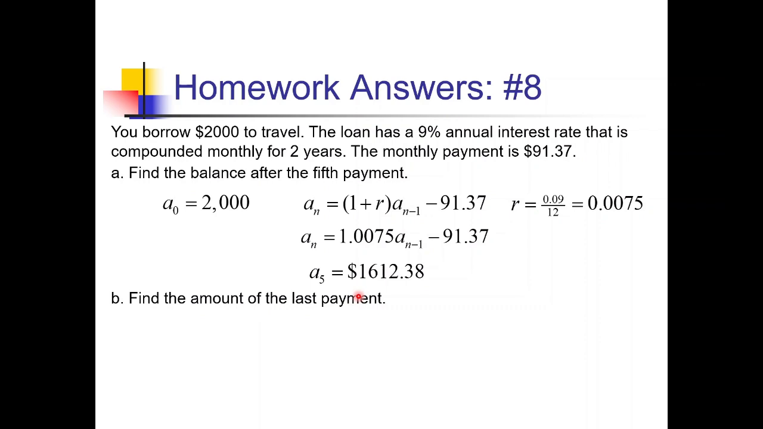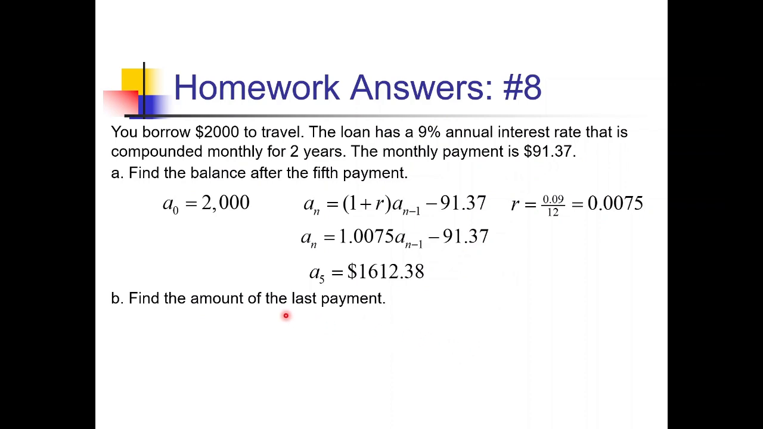Cool. All right, now for the second part of this, they want the amount of the last payment. So in order to figure that out, we're going to figure out what our balance is after the second to last payment, and then we're just going to multiply that by the interest rate to figure out our final payment, which might actually be different than this monthly payment. Usually it's a little bit different because of all the rounding that takes place along the way here.